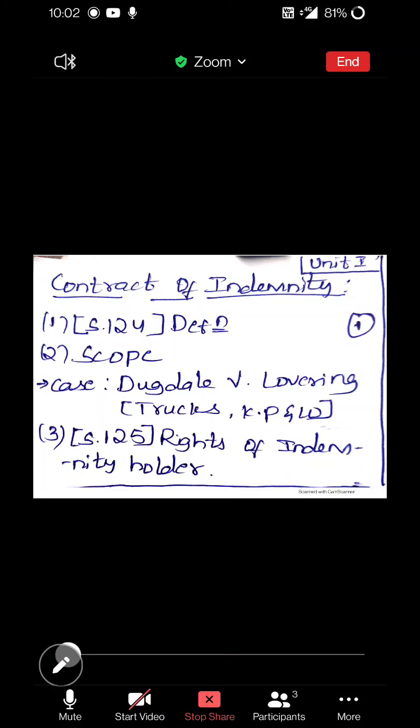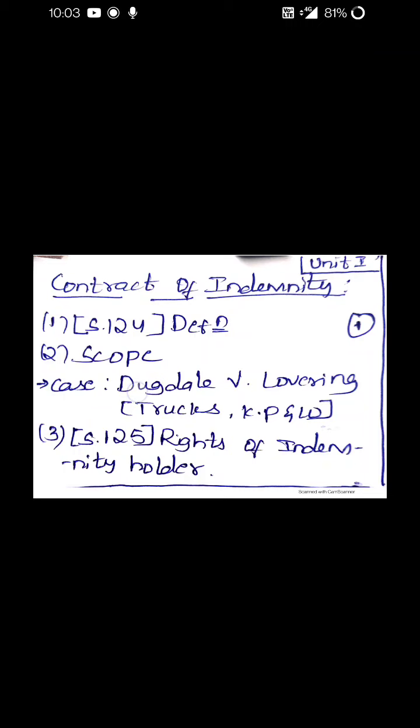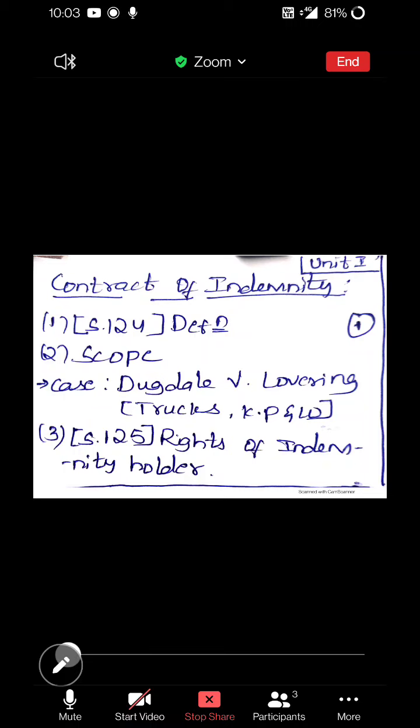Contract 2. The first concept is contract of indemnity. So, what is contract of indemnity?